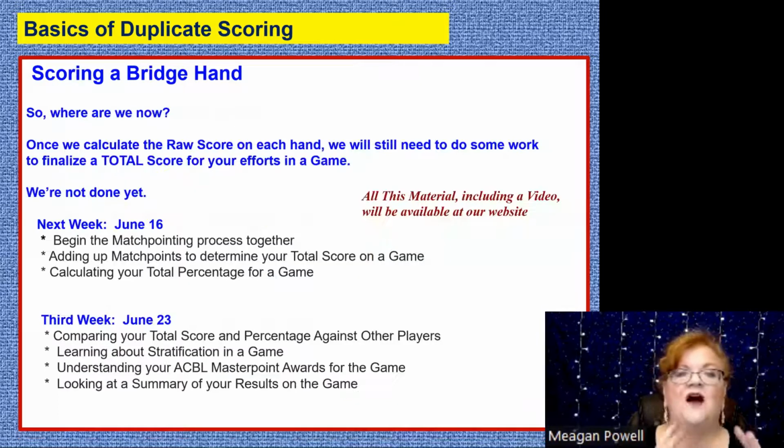So where are we now? I'm done with the bulk of tonight's lesson. So let me just do a quick closeout, and then I'm going to mention something else. We just did a calculation of raw scoring on a board. We have more work to do with this because the raw score cannot be the final total. I'll tell you why. One reason.